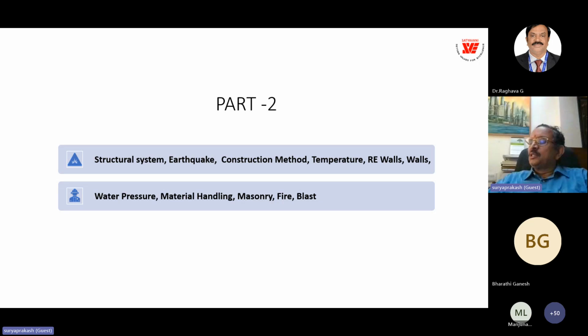And in most of the buildings you see cracks in the masonry walls. That is due to improper planning, design, and construction also. Next is the water pressure, and then material handling systems, and then masonry, fire and blast. So these are all the cases I will be presenting in part 2.